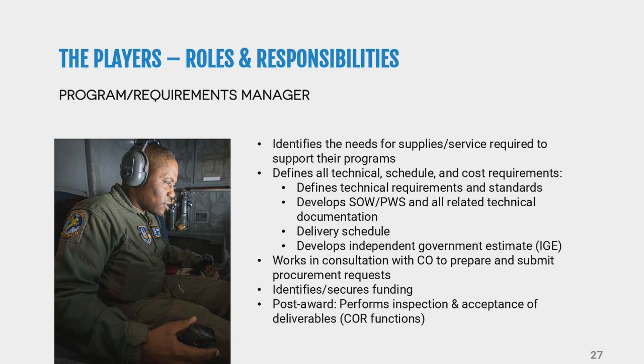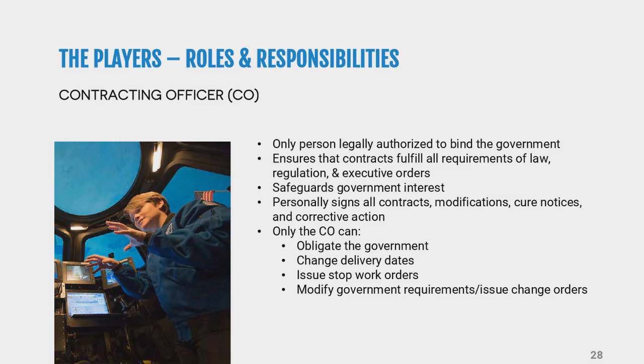It is at that point where, next slide, please, the CEO starts to interface with the program to help them develop their requirements and make sure that all of the requirements of law and regulation and executive orders are actually followed. At the end of the day, once we get through working together, the CEO has to sign the contract as the only one who can actually obligate the government. And that is for the initial contracts, the modifications, the cure notices, anything that actually binds us, issue stop work orders, and modify the contract.